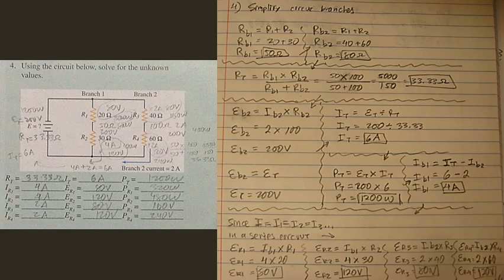In our next problem, we simplify the circuit again to find the values that are asked for in the problem. There's a variety of values that they want us to find out. Only a few are given.